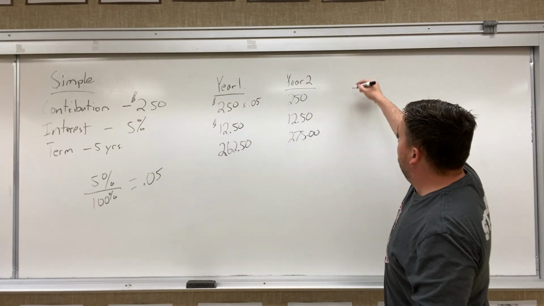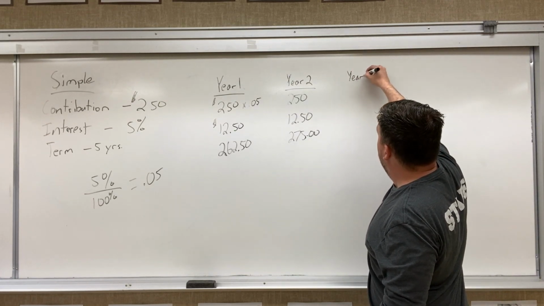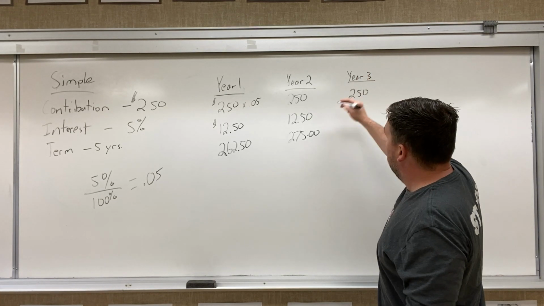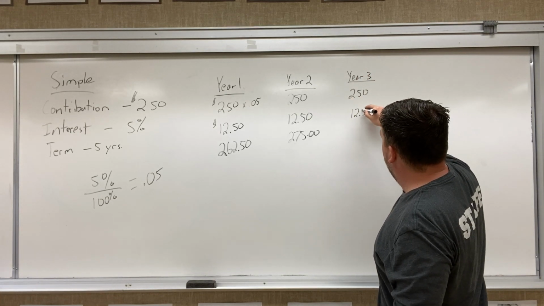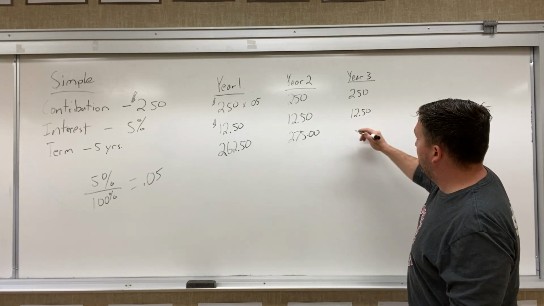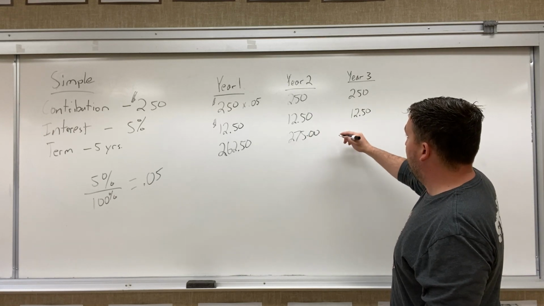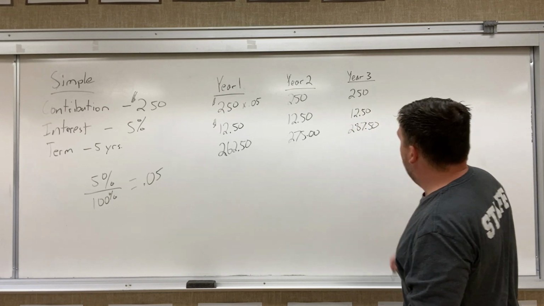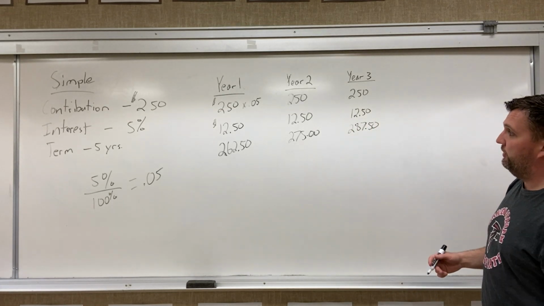So now for year 3, we're still going to have the same investment, right? We're still going to make $12.50. We're only going to get to add the interest on, so now we're going to be at $287.50 when we add the interest onto it.